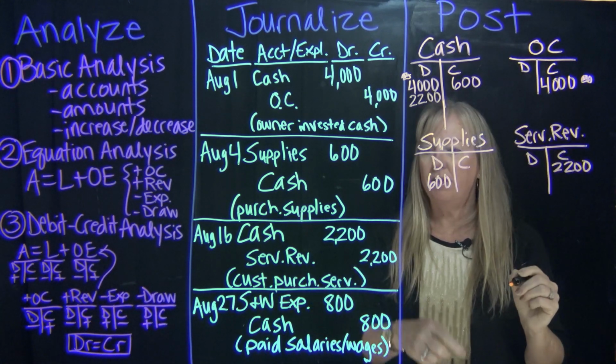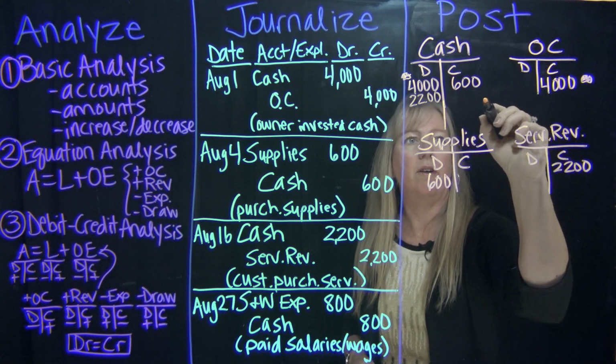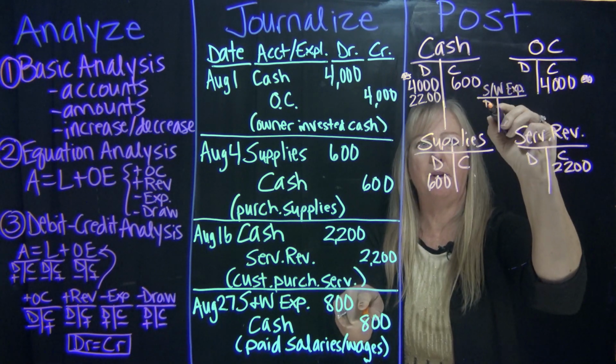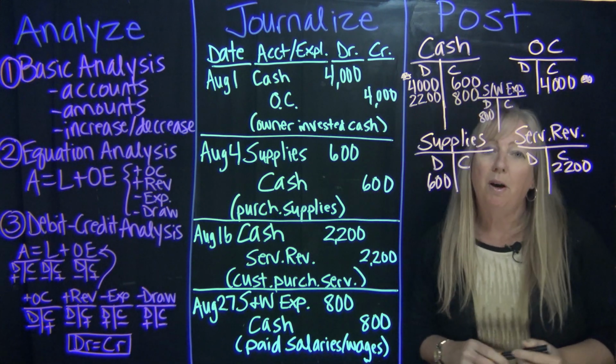And then lastly, salaries and wages expense and cash. So salaries and wages expense, let's see, I'll just squeeze that in right here. My salaries and wages expense is debited for $800. Cash is credited for $800. That's posting. We've just posted to the ledger.